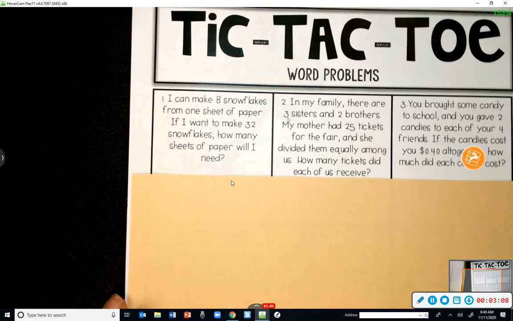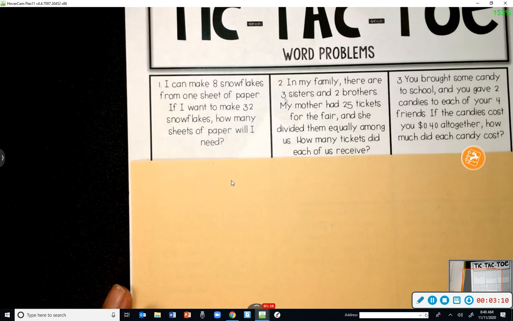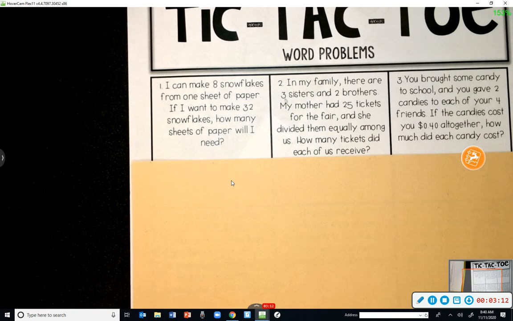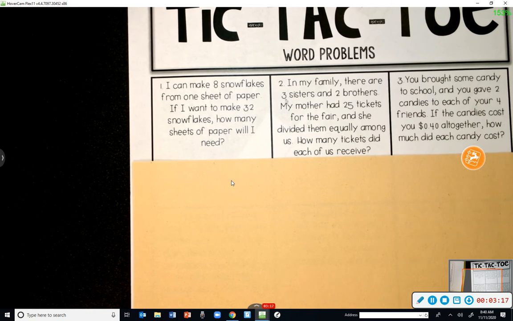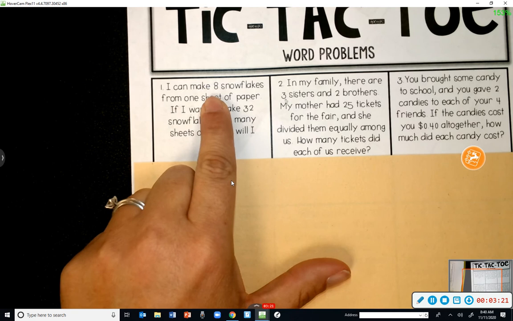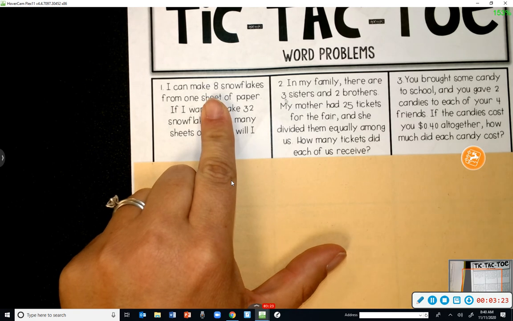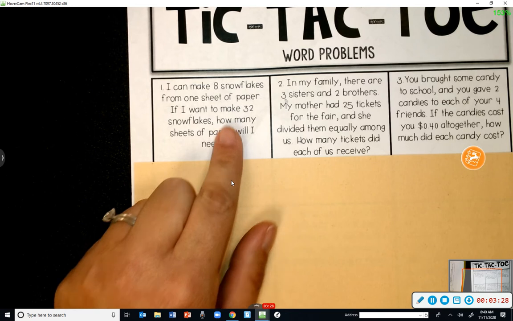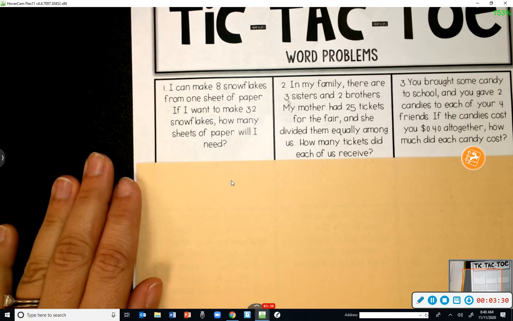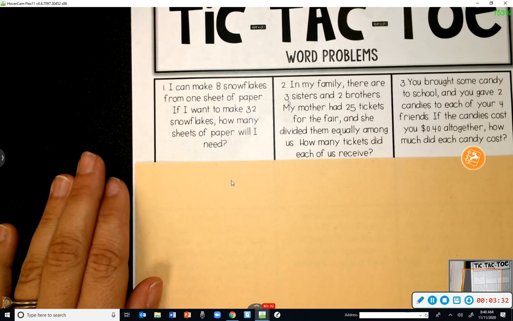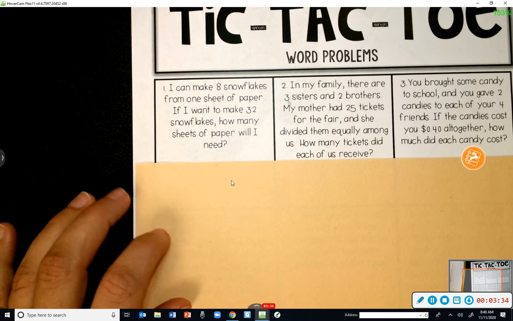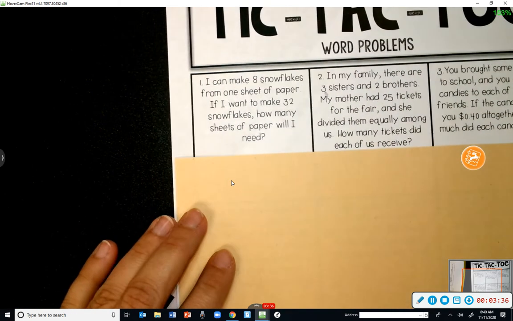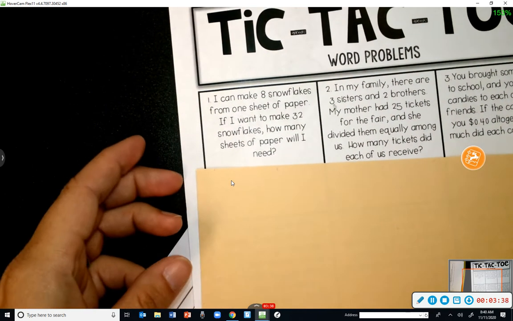But sometimes we'll have bigger numbers in a multiplication problem, so I don't want you to just say, oh, I see 32, so that must mean I'm going to divide it. Because in a little while, we will learn how to multiply 32 times 8, okay? So read the problem to make sure you're understanding it, not just looking for big and little numbers, okay? If I want to make 32 snowflakes, how many sheets of paper will I need? Okay, so I can draw a picture if I'm stuck.